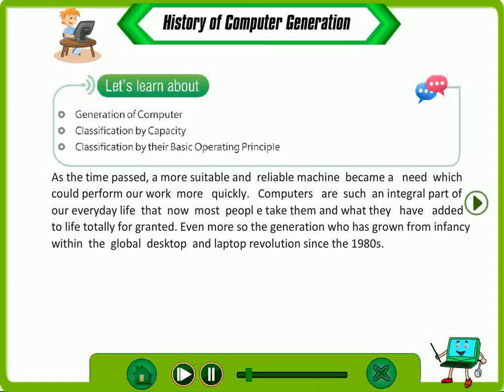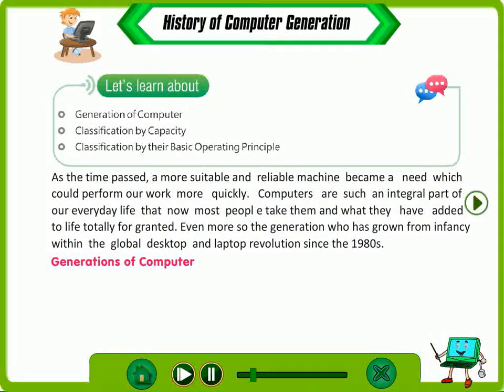Computers are such an integral part of our everyday life that now most people take them, and what they have added to life, totally for granted. Even more so the generation who has grown from infancy within the global desktop and laptop revolution since the 1980s.